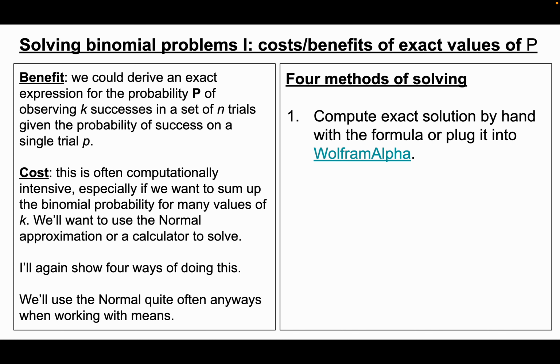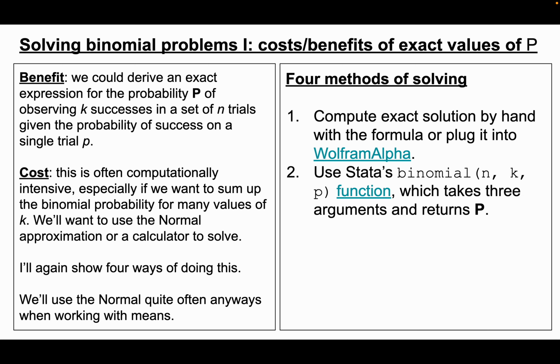So I'm going to show you 4 ways of doing this. The first way to do it would be to compute an exact solution by hand with the formula or plug it into Wolfram Alpha. The second would be to use Stata's binomial function, which takes 3 arguments and returns a capital bold P. In other words, it gives us the binomial probability, but we need to plug in values for n, k, and p. And note that this is a cumulative distribution function, not the probability mass function, so we'll have to be careful in how we use it.